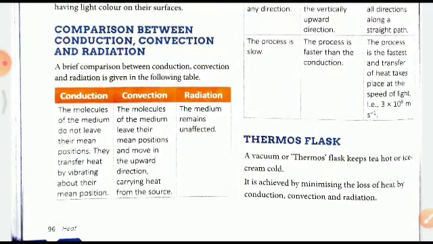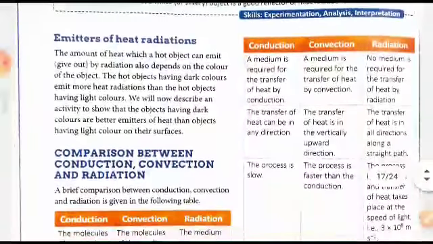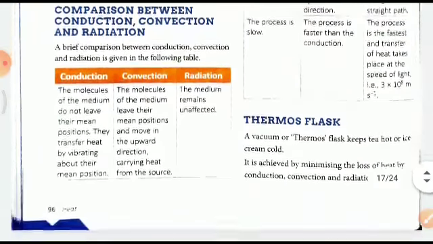Conduction: the molecules of the medium do not leave their mean position. In convection, they leave their mean position, and in radiation, the medium remains unaffected. The medium is required for the transfer of heat by conduction. In convection, the medium is required for the transfer. In radiation, it is not required. Conduction: the transfer of heat can be in any direction. In convection, the transfer of heat is in the vertically upward direction. In radiation, the transfer of heat is in all directions. The process is slow in conduction, faster in convection and the fastest in radiation.